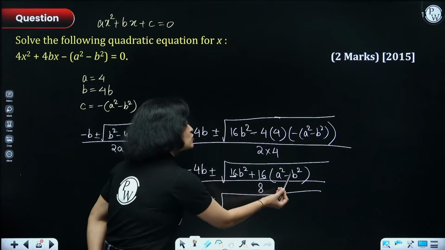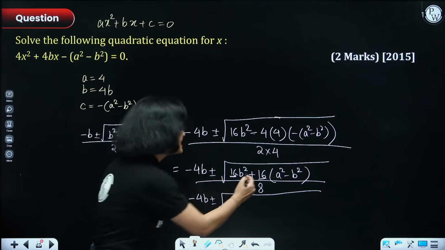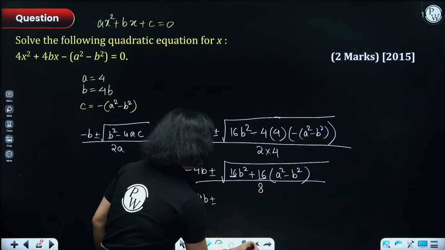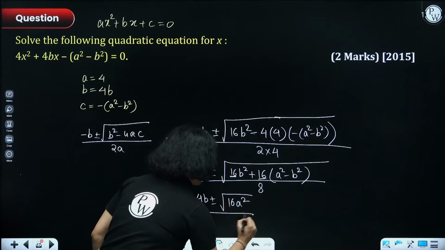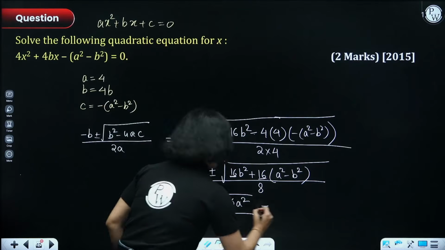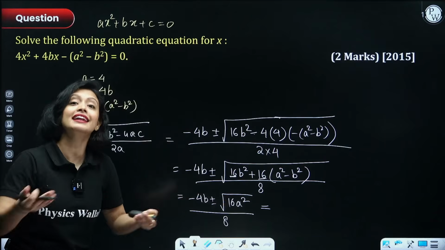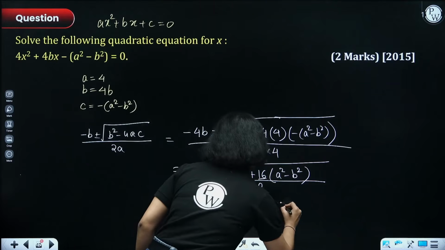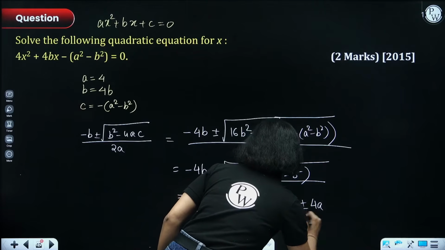So 16b square minus 16b square becomes 0. The only thing remaining would be 16a square, right? Here we'll only get 16a square divided by 8, right, everyone? Okay. So now we can simplify this. We can see that under root of 16a square can be written as 4a. 4a whole square is 16a square, right? So here we'll have minus 4b plus minus 4a over 8, right?